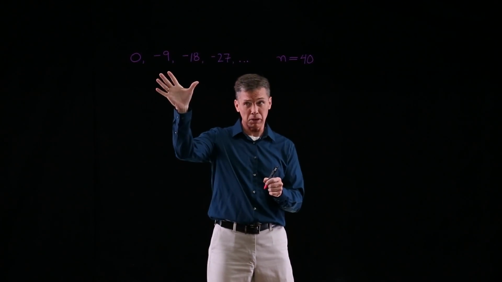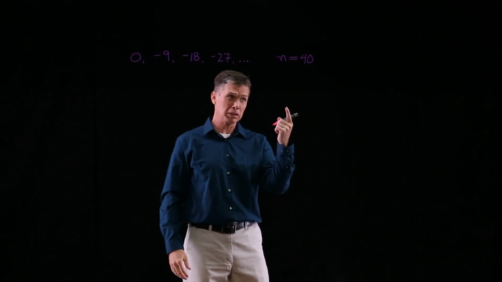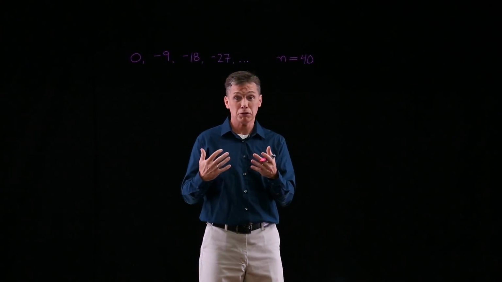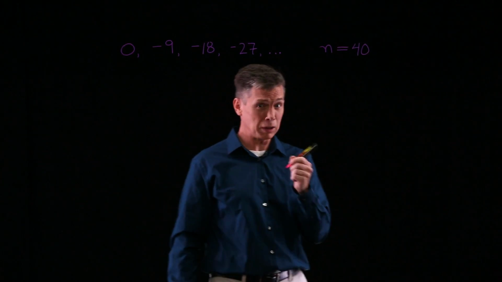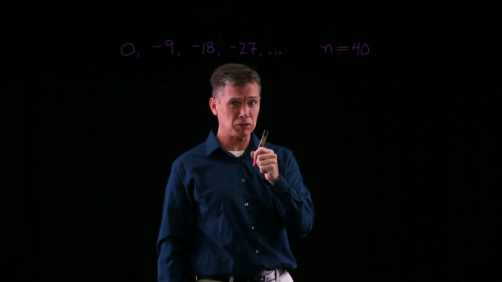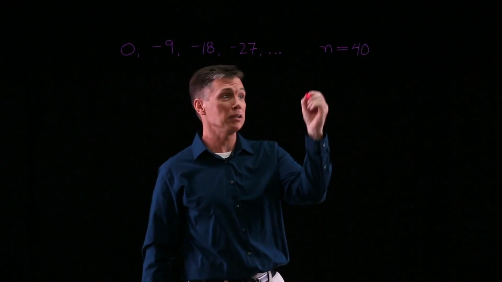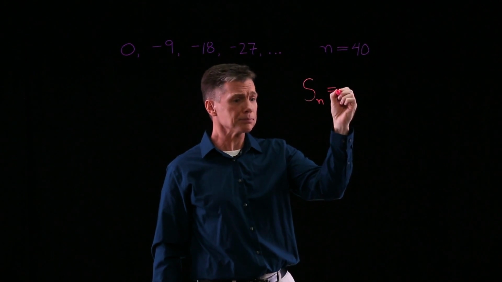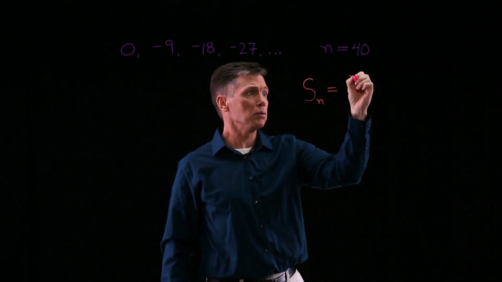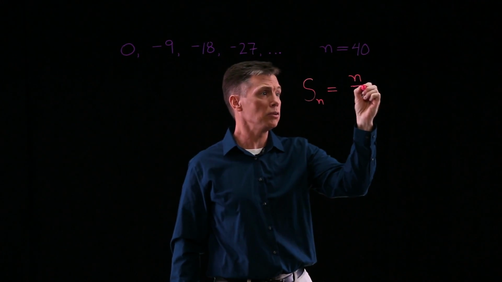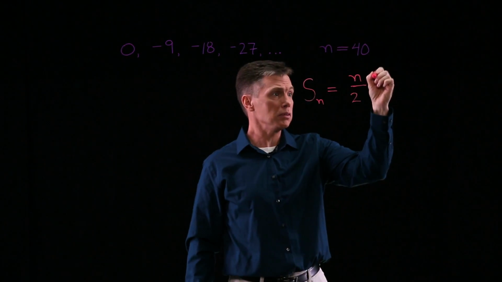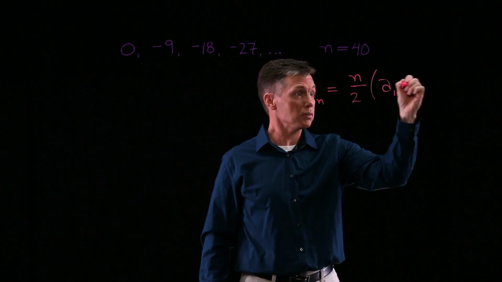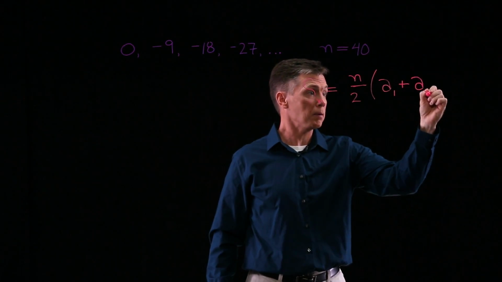In this problem, they want us to find the nth partial sum of the given arithmetic sequence. So I've got my arithmetic sequence, and for me, the n is 40, so they want the 40th partial sum. All right, let's start with the good news. The good news is, if they want a partial sum of an arithmetic sequence, there's a formula for that. So definitely a good place to start is to get your formula down. The nth partial sum will always equal n divided by 2 times parentheses a sub 1 plus a sub n.